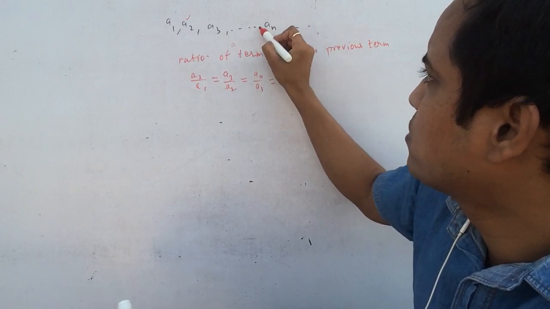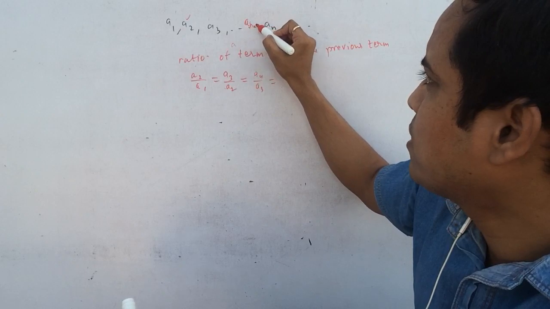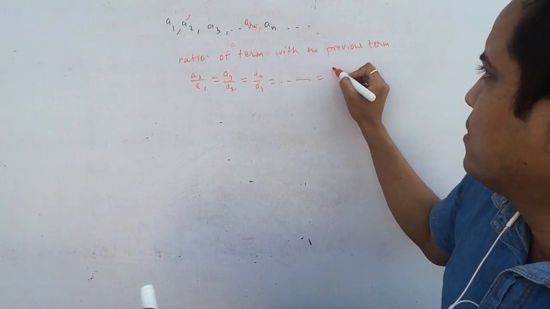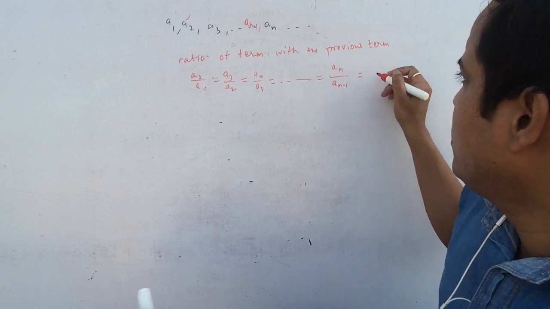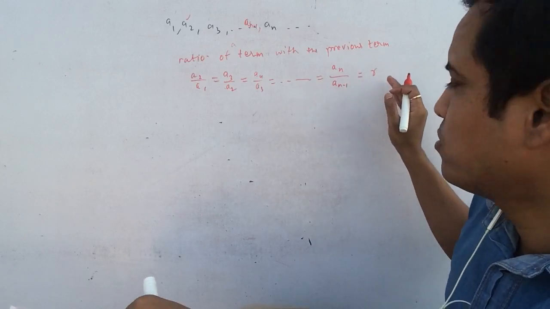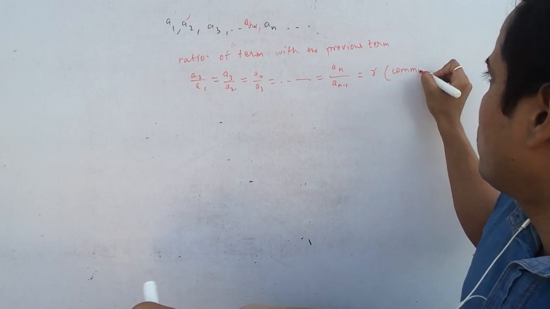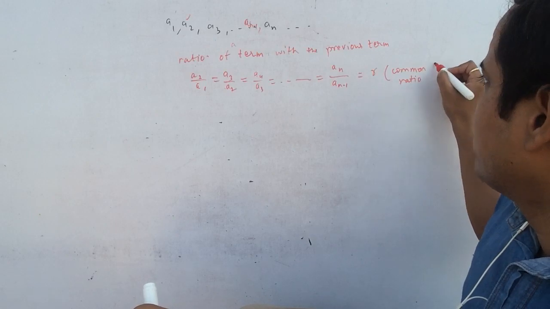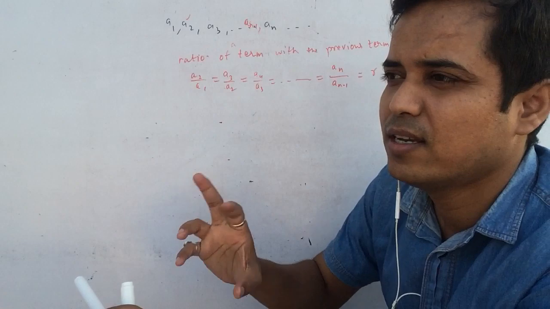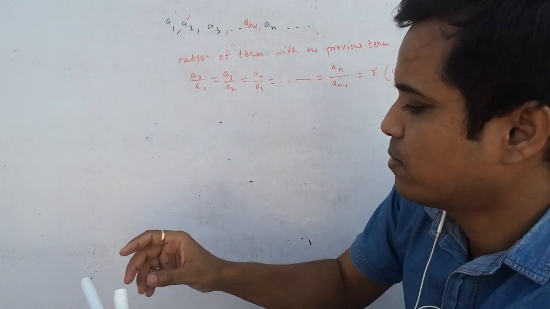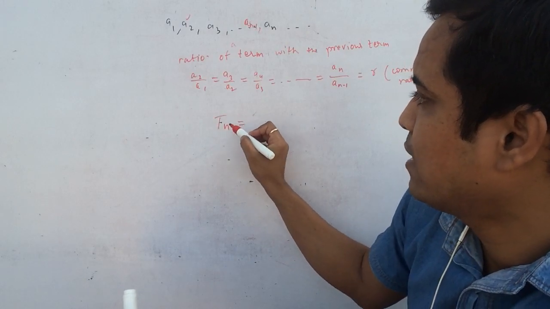What is the previous term of an? It would be an minus 1. So you can write an upon an minus 1 in this way. It would be r. You consider the common ratio as r here. It is called the common ratio. If you find this kind of situation, you can say that the sequence is in geometric progression. You also need to find the nth term here. Tn is called the nth term.